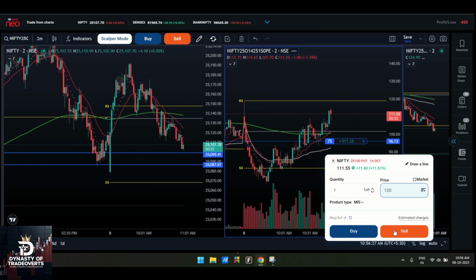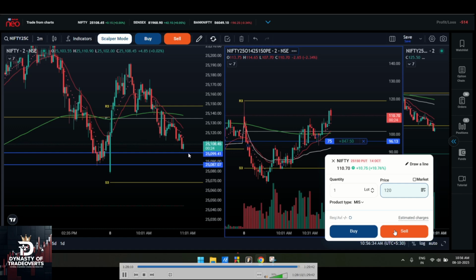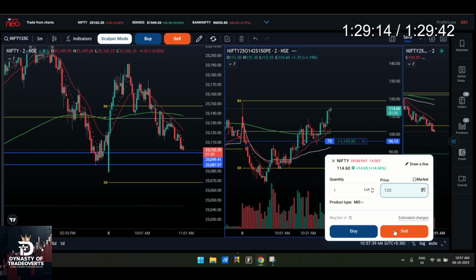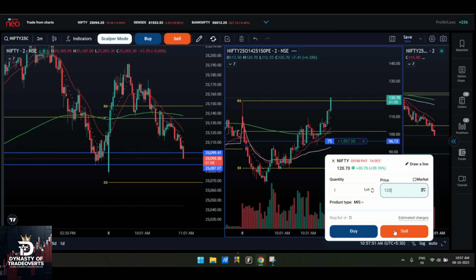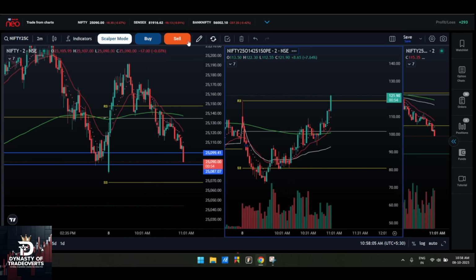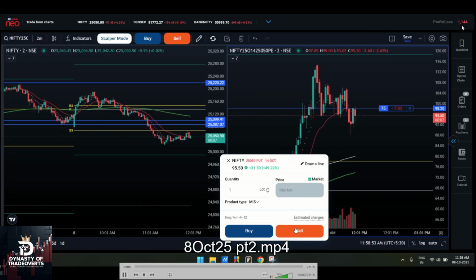Okay, I'm thinking that I can exit when Nifty hits 25,100. Okay, I've kept 120 as my limit price. And as soon as I saw the spike, I am exiting now. Okay, I exited the trade. Currently, I recovered the 2000 rupee loss and am back to almost 300 profit.